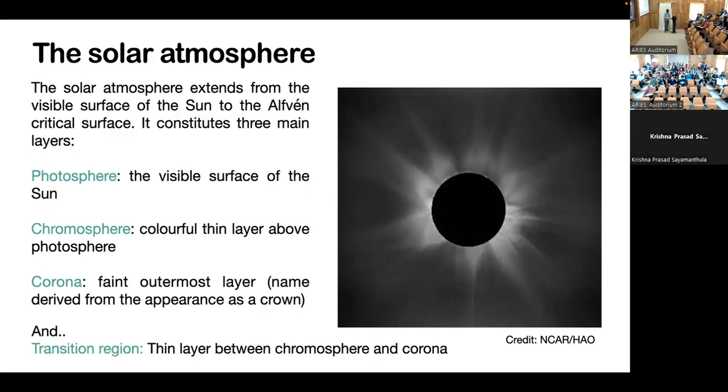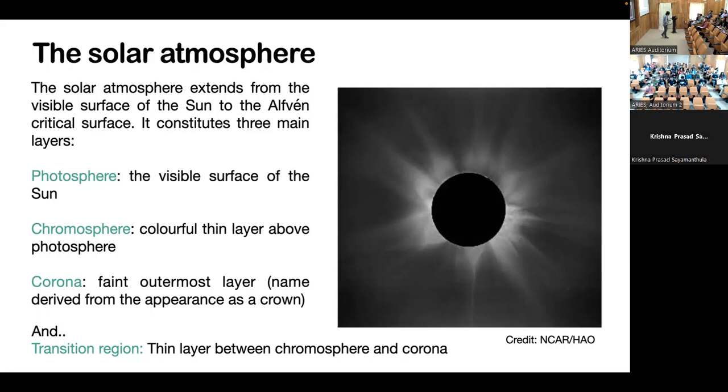Just like you saw yesterday, between the radiative zone and convection zone you have a thin layer, the tachocline. Similarly, between the chromosphere and corona we have a thin layer called the transition region. That is the transition between chromosphere and corona. Why is there a necessity to define this as a separate layer? You will see that in the coming plots. So this is an additional layer, the transition region.